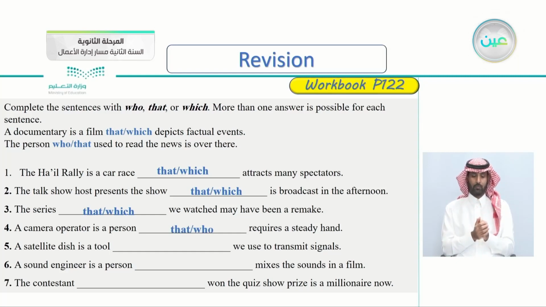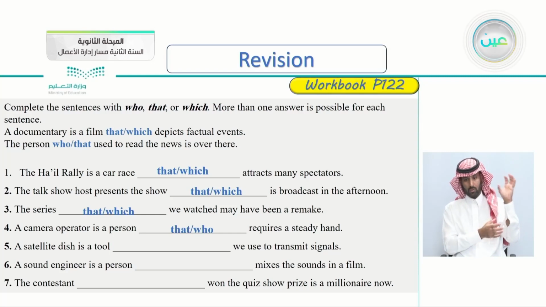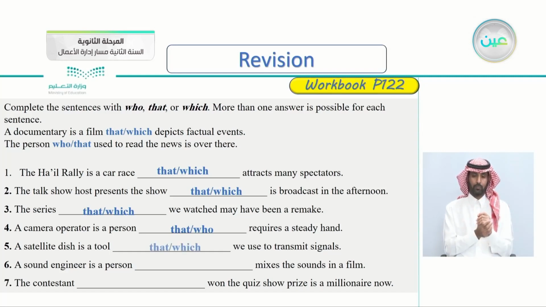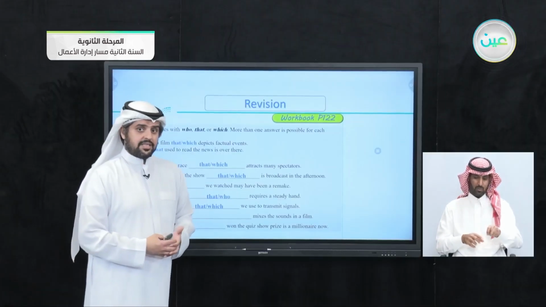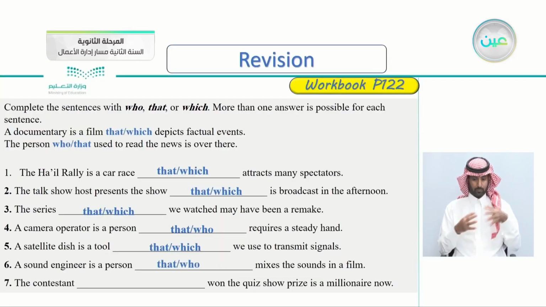Excellent. Number 5, a satellite dish is a tool we use to transmit signals. Again, a satellite dish. So we're talking about an object here. The satellite dish is a tool, yes, that or which we use to transmit signals. Number 6, a sound engineer is a person who mixes the sounds in a film. So once he said a person here, now you immediately know the answer. So, yes, that or who.